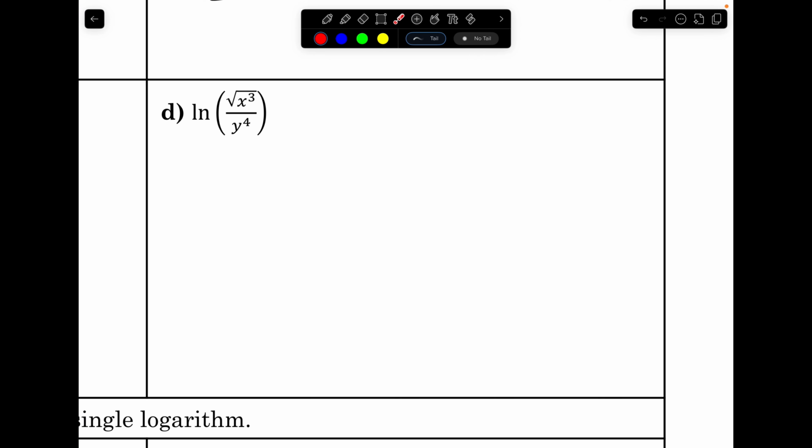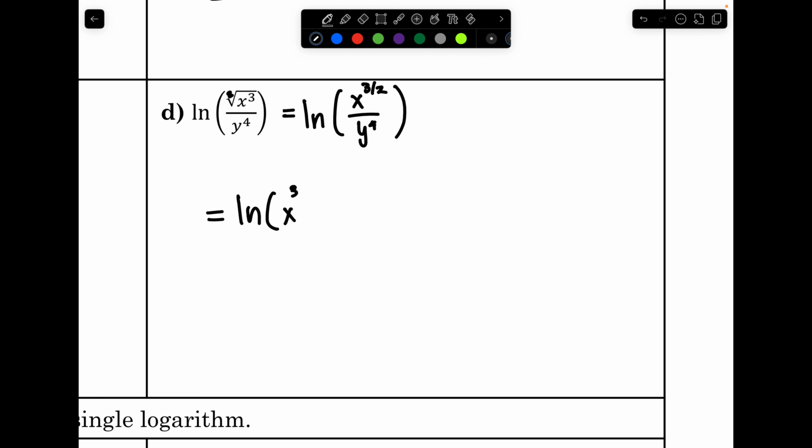So again, this one right here is no different than the one above, but the only difference is that we have the square root of x. So we'll write this as the natural log, the square root of x, I'm sorry, not the cube root, square root of x. So that means x to the third power, that exponent of 3, because it's the square root, the 2 will divide it, and our y to the fourth power in the denominator. So to split this up first using the quotient property, we'll have the natural log of x to the 3 over 2 power minus the natural log of y to the fourth power.